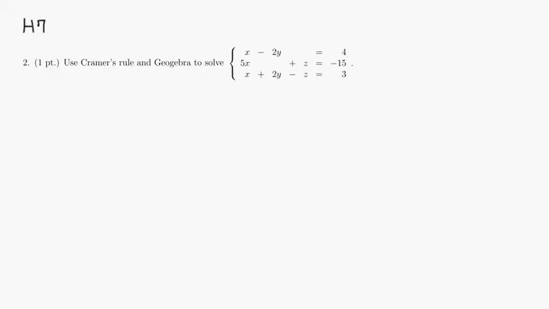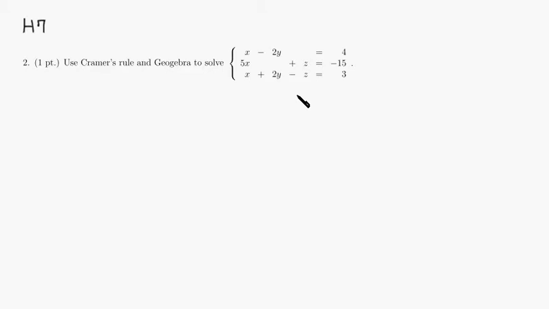Okay, let's look at homework 7, problem number 2. We're going to use Cramer's rule and GeoGebra to solve this system of linear equations. The reason I'm including GeoGebra is that you're going to have to find a whole bunch of determinants of 3x3 matrices, and it's a little tedious. So I'm allowing everyone to use GeoGebra to compute the determinant.